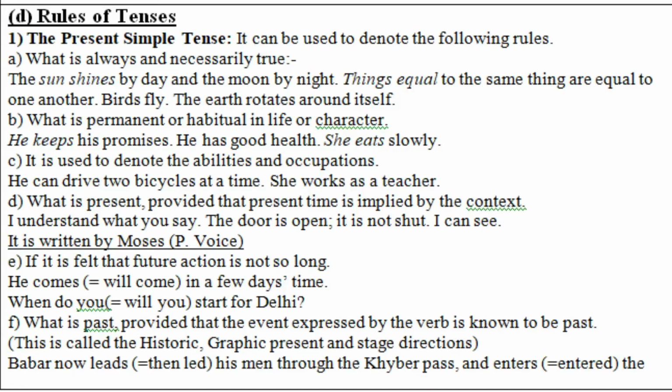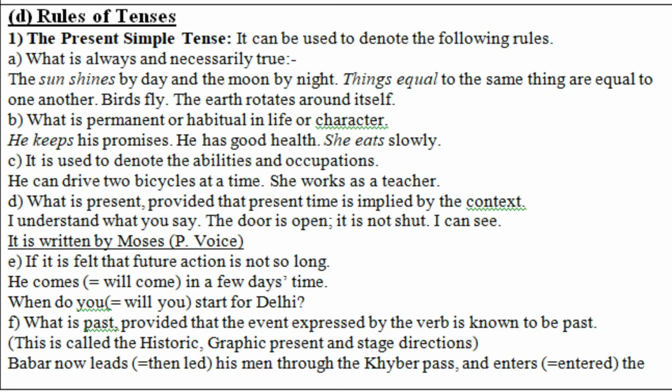Both are going on at present time. So such kind of things should be said in present simple tense. Do you understand what I say here? Such kind of things. The door is open. That is the present time situation. It is not shut. I can see what is going on there.